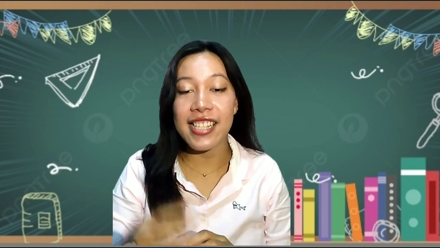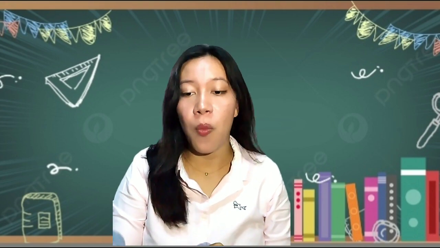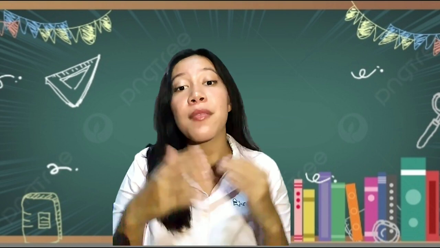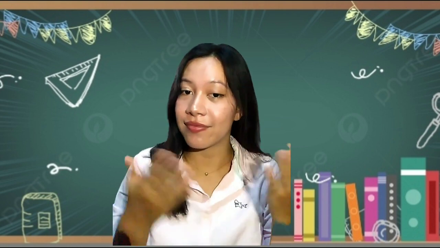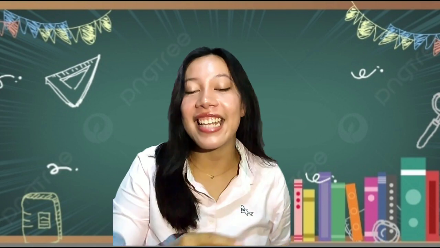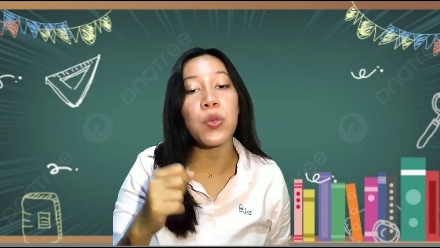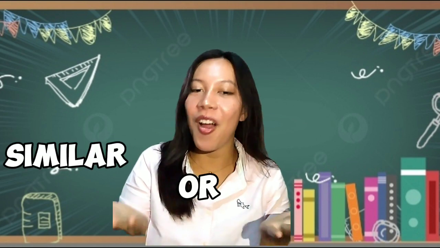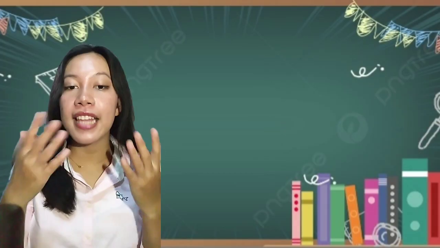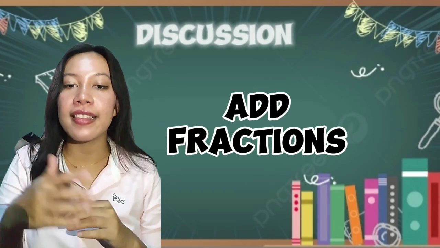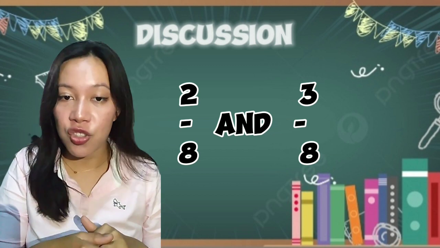What exactly are similar fractions? What are the common characteristics that the fractions have? Yes, they have the same denominator and we call them similar fractions. Let's start with addition. Let's add 2/8 and 3/8.